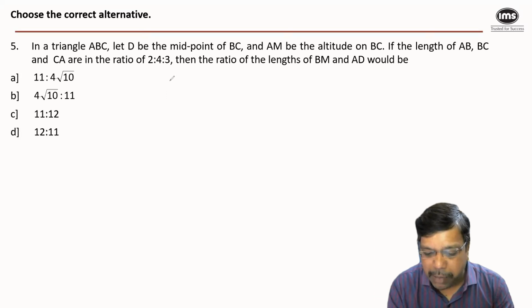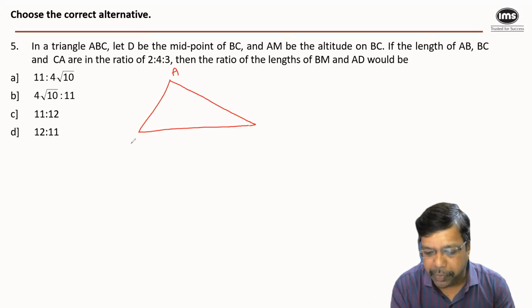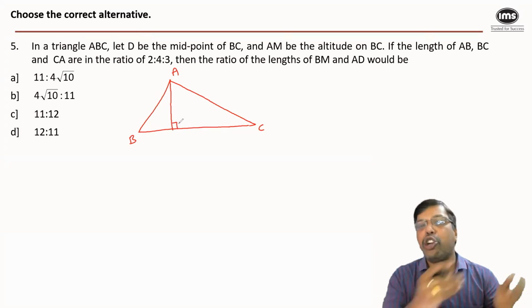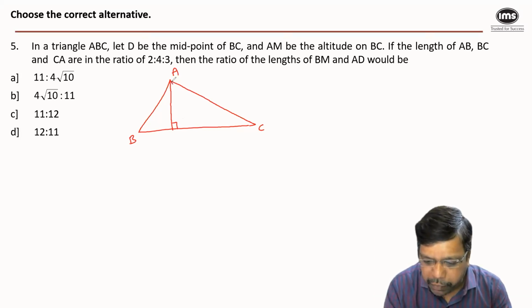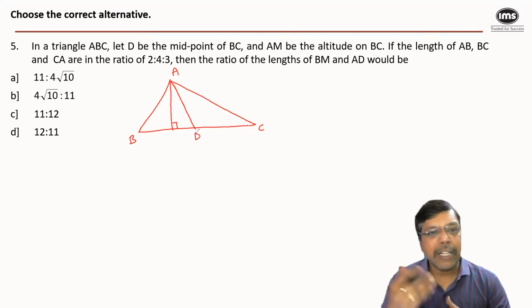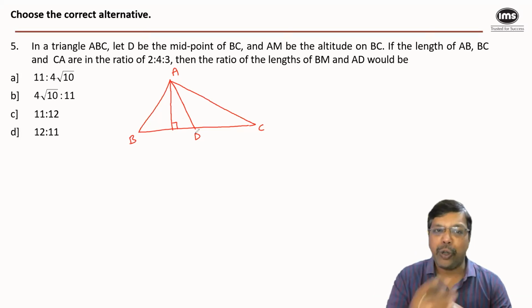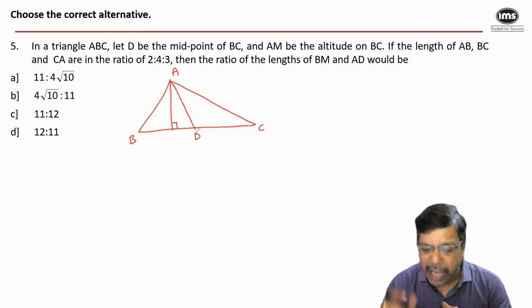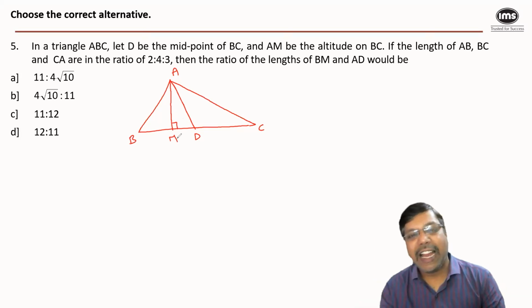There is a triangle ABC. AM is the altitude, which means the perpendicular line drawn from a vertex to the opposite side. D is the midpoint of BC, so AD becomes the median. Now the lengths of AB, BC and CA are in the ratio 2:4:3. Then we are to find the ratio of the lengths of BM and AD.